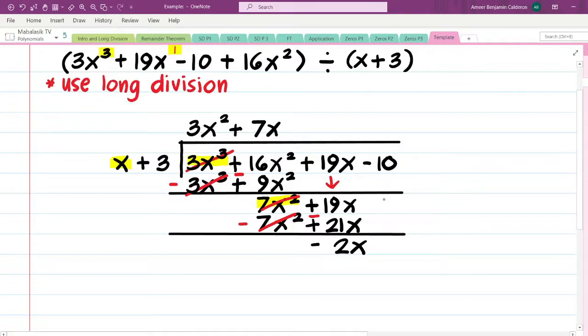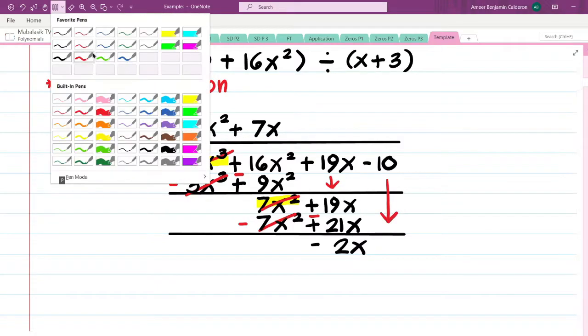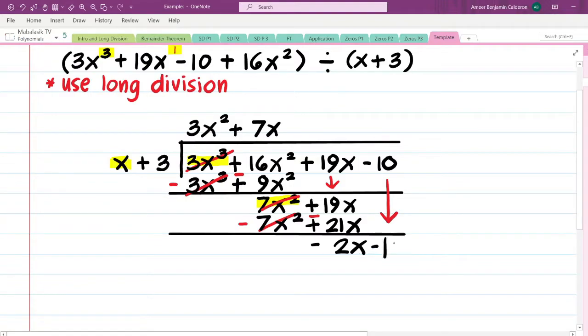And then let us bring down negative 10. And then repeat the process. So we have now negative 2x divided by x. That is negative 2. And then this negative 2 right here, we are going to multiply to both terms of the divisor. So we have negative 2 times x, negative 2x. Negative 2 times 3, that is negative 6.